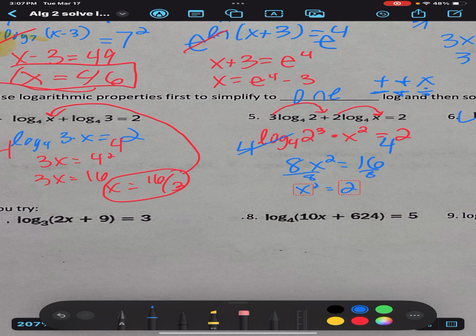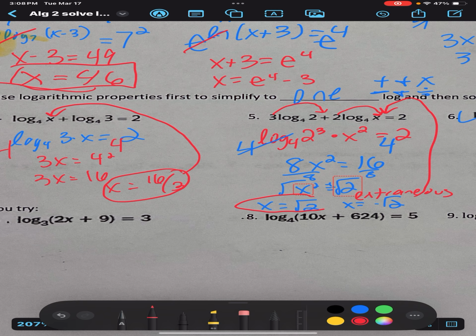How do I get rid of the square? Take the square root. And when we do the square root, don't ever forget the plus or minus. So I have x equals radical 2. And then I have x equals negative radical 2. Are they both okay? If I plug in the negative, extraneous. So this is my only answer.